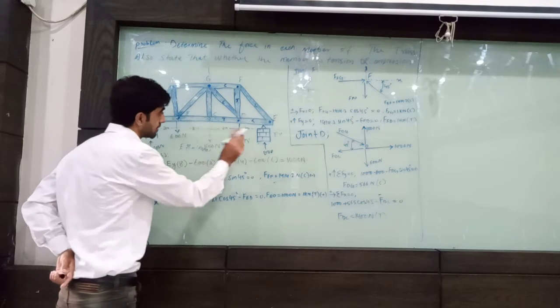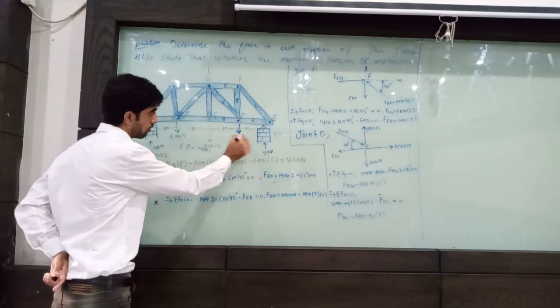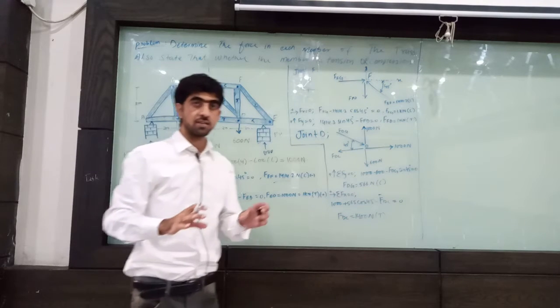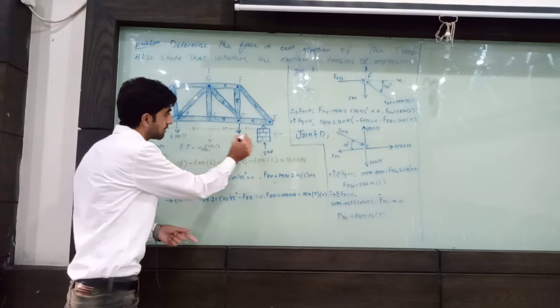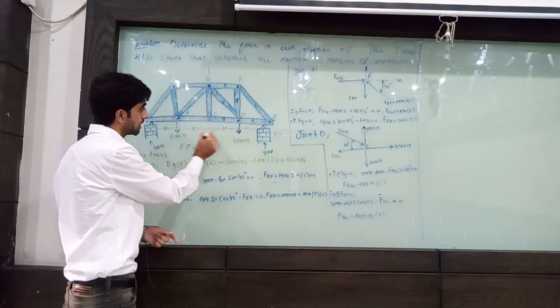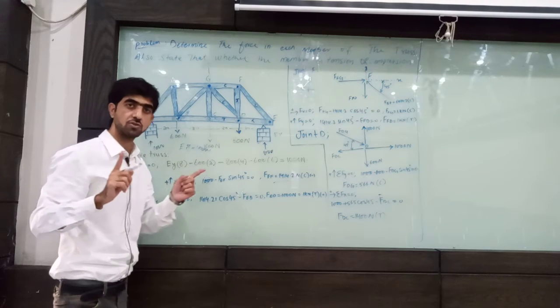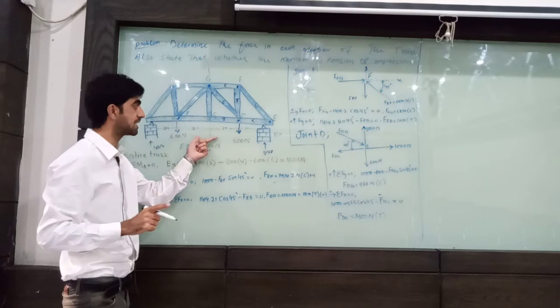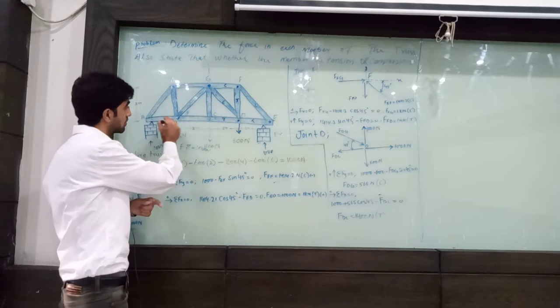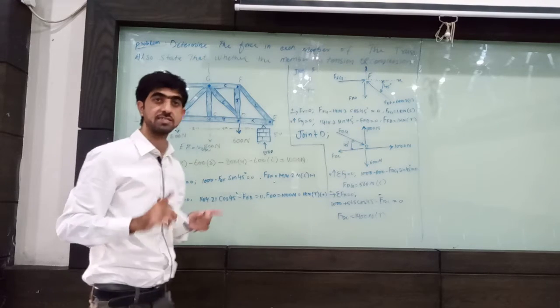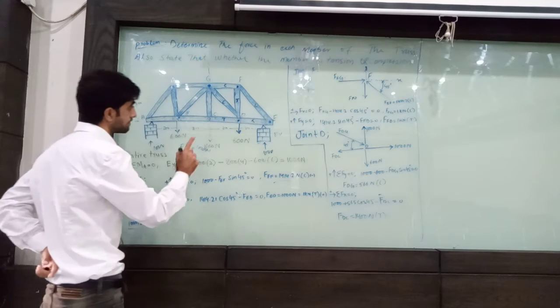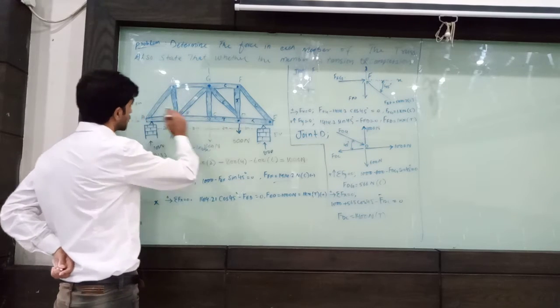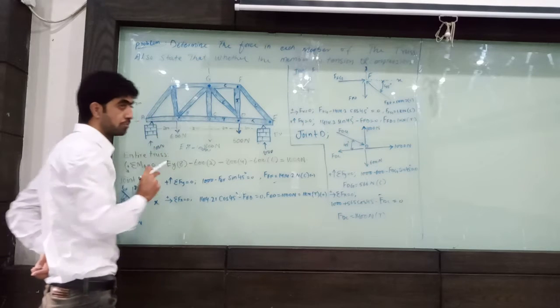Consider that this is a river. The total length of the river is 2 plus 2 plus 2 plus 2, which is 8 meters. The total distance of the river is 8 meters, so the total length of this truss is 8 meters. This is the first point. Next, the height of this truss is 2 meters.